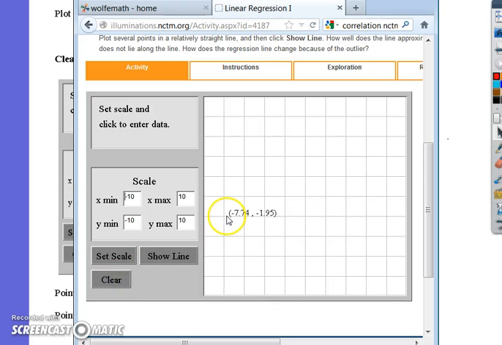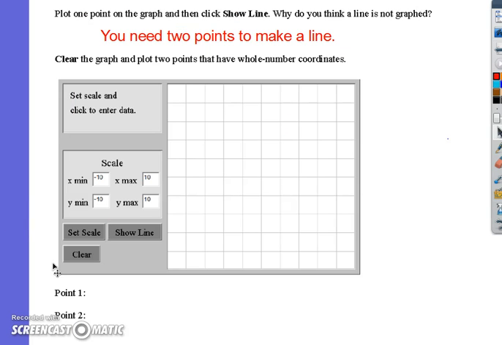But it wants us to put 2 points on, so I'm going to put -10, -2. I'm going to try to pick whole numbers, so it's a little bit tricky. And then let's go all the way up to 0, 6. So the 2 points that I'm going to put are -10, -2, and 0, 6. All right, so I'm ready to put my 2 points here.